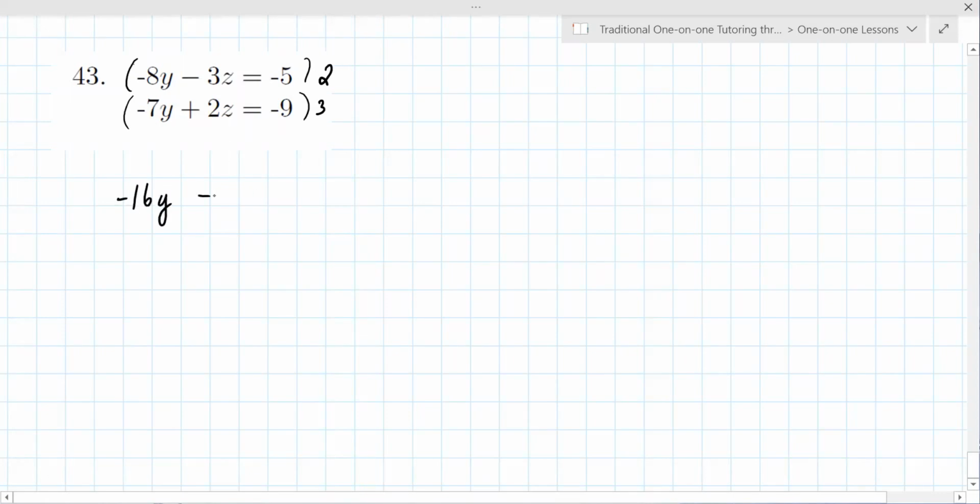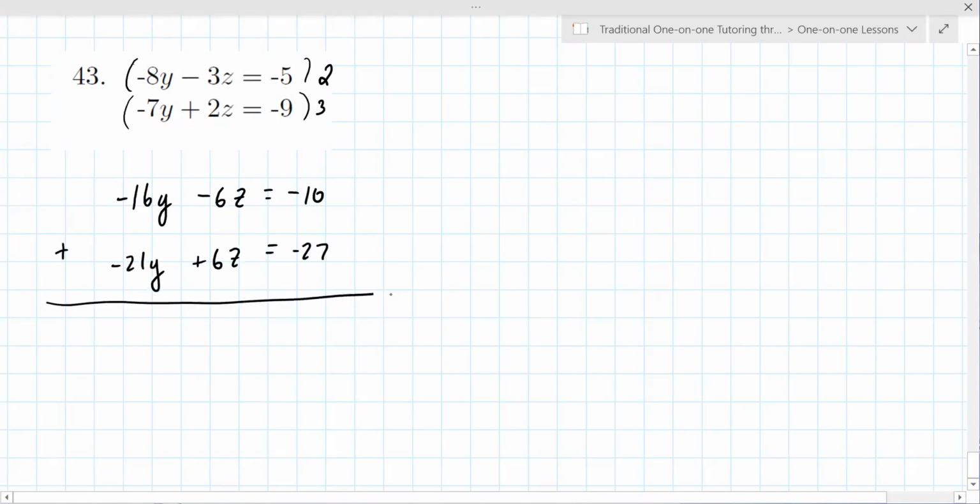Minus 16y minus 6z equals minus 10. You've got to multiply everything by it. That's one of the things that you'll see on these standardized tests. They give you so many things that if you don't multiply the last one, all of a sudden, it doesn't work out here. So plus 6z minus 27, and you tend to want to add the equations. It's rare when you want to subtract them. You're almost always adding here. So this goes away. Minus 37y equals minus 37, and look at that, y equals 1.